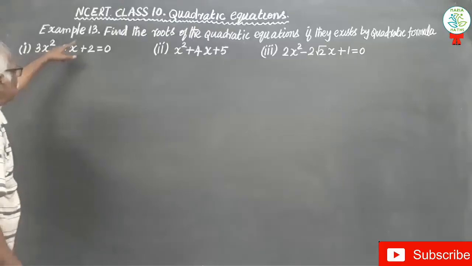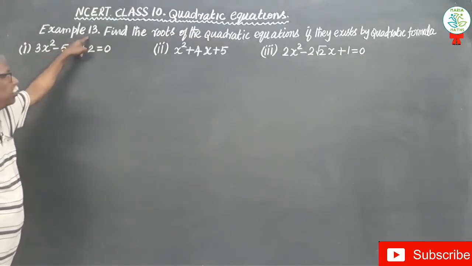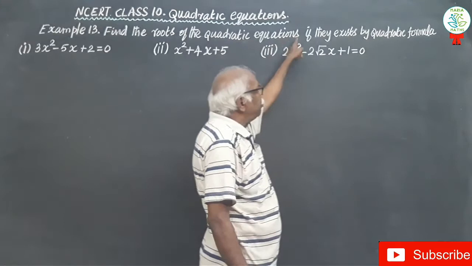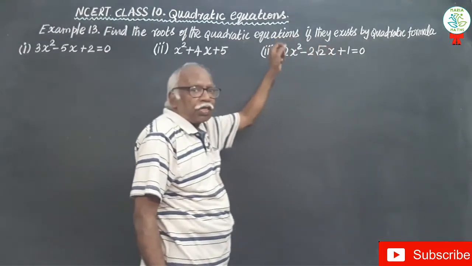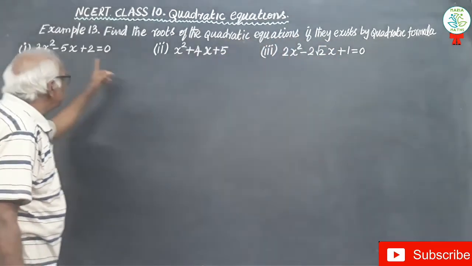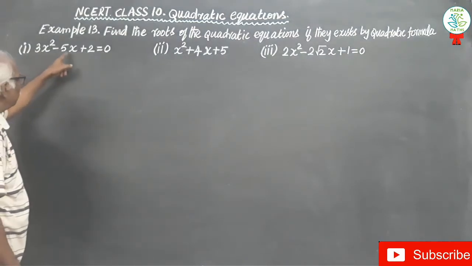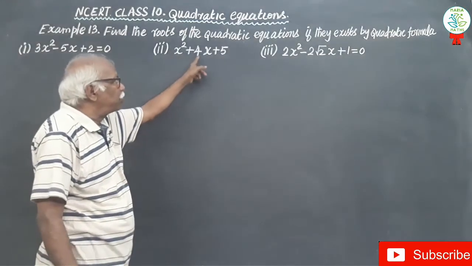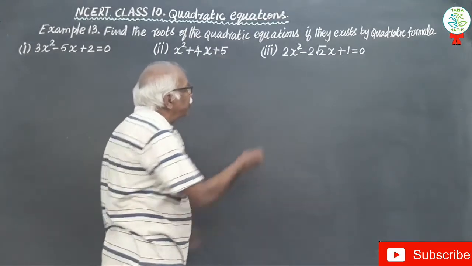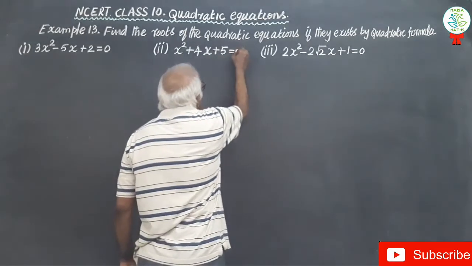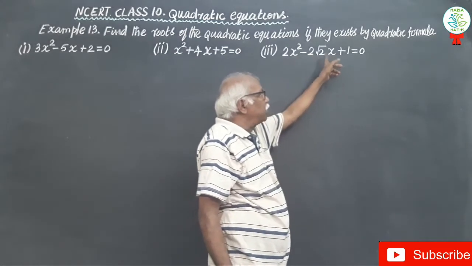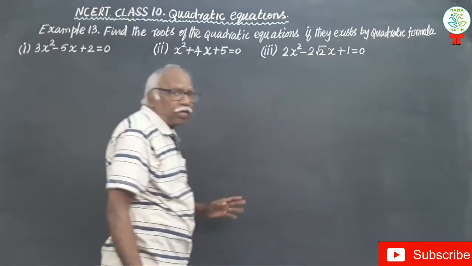Example 13. Find the roots of the quadratic equations, if they exist, by the quadratic formula. First: 3x square minus 5x plus 2 equal to 0. Second: x square plus 4x plus 5 equal to 0. Third: 2x square minus 2 root 2x plus 1 equal to 0. You will solve one by one.